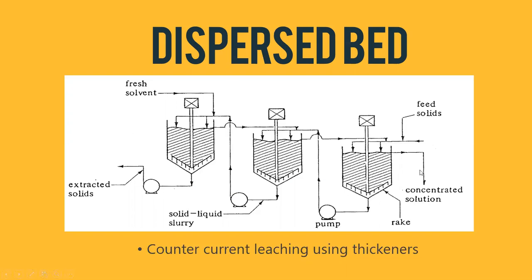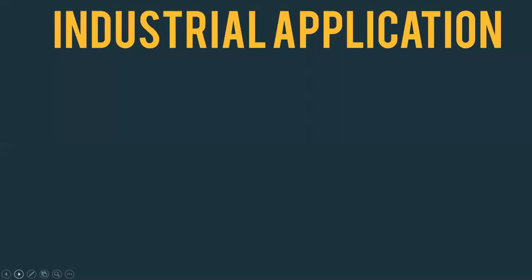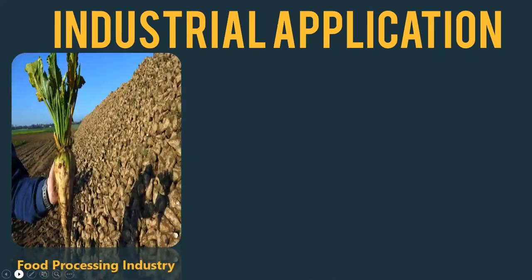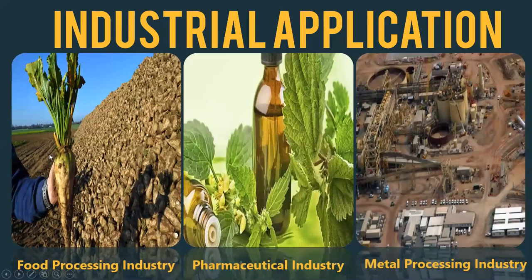Now this one is dispersed bed leaching because your solid is being dispersed through your solvent liquid in the equipment already. It is your solid that is being fed to the equipment. Now, as to the industrial applications of leaching, you can see here the extraction of sugar. This is an example of a beet, a plant beet, where sugar could be leached out or extracted using a simple case of warm water leaching.